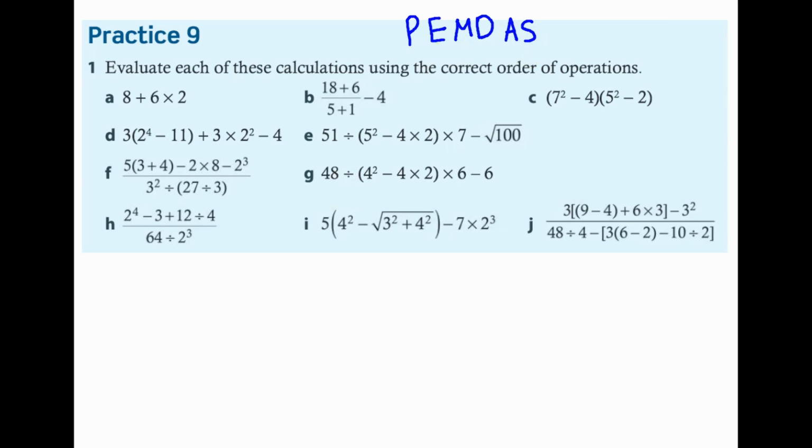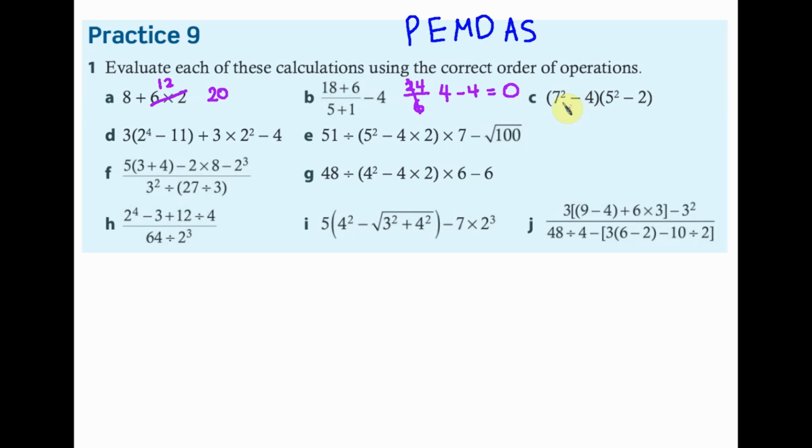The first example, we are going to do multiplication first. So 6 times 2, I get 12, plus 8 is equal to 20. In part B, when you have a fraction, remember fraction is a part of division. So we will do division later, but first let me add them. So 18 plus 6, in this case, I get 24 over, and then you get 6. Once you have a numerator and denominator with just one number each, then you can calculate. So 24 over 6 is equal to 4. Then you have 4 minus 4, which makes 0.